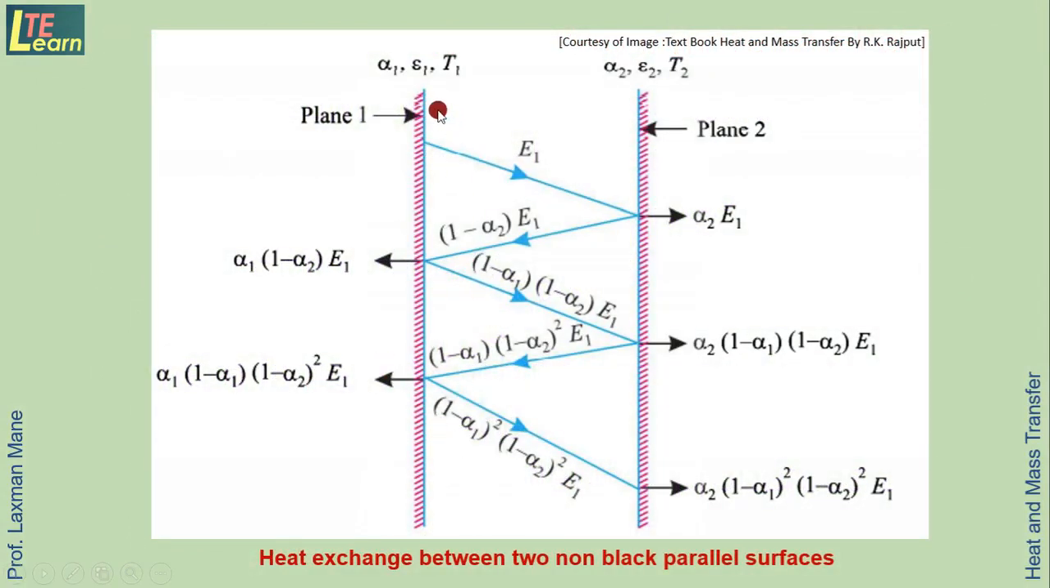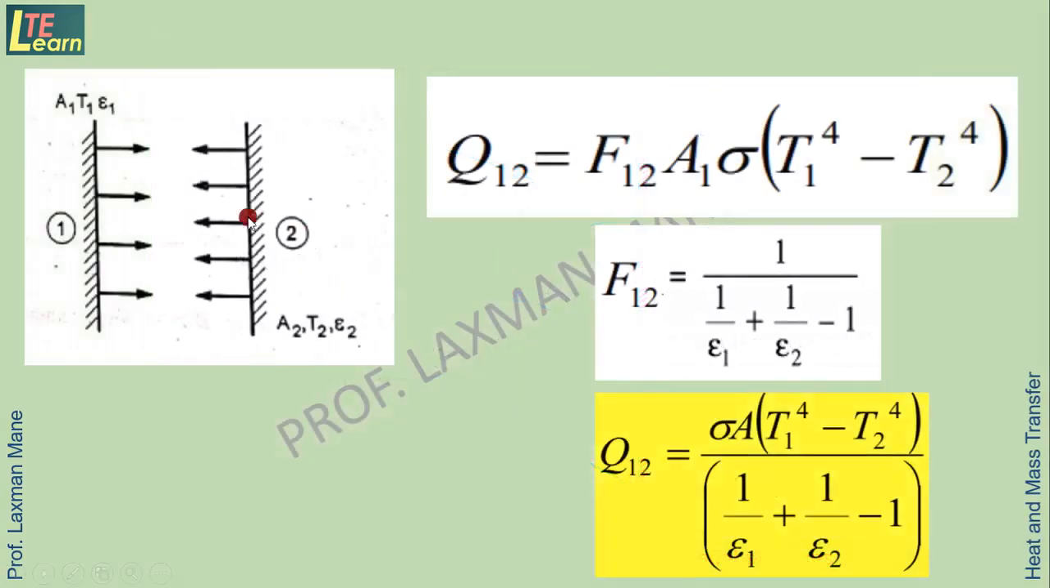This is plane 1 and plane 2 of gray surfaces. Alpha 1 is absorptivity, epsilon 1 emissivity and T1 temperature. These are the properties for plane 1. Similarly, these are the properties for plane 2. Now for simplicity, we take this diagram. This is surface 1, this is surface 2, gray surfaces, and this is the heat exchange between these two surfaces that we take.